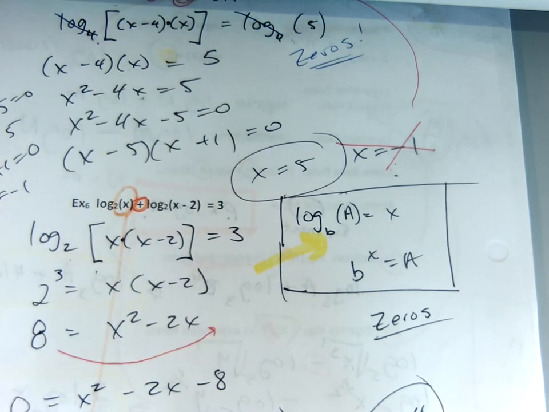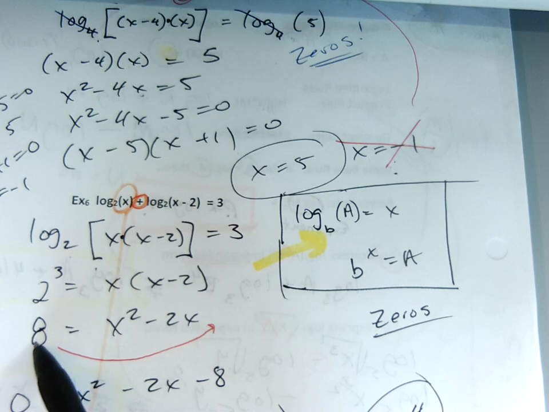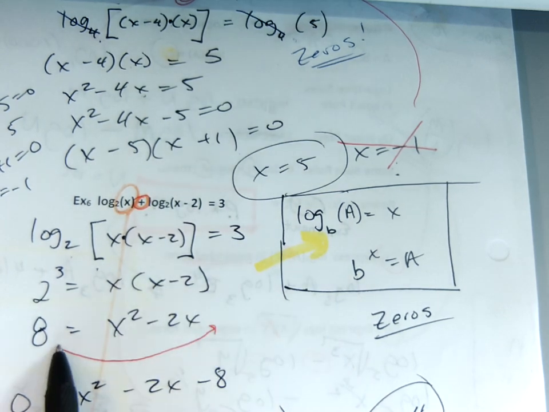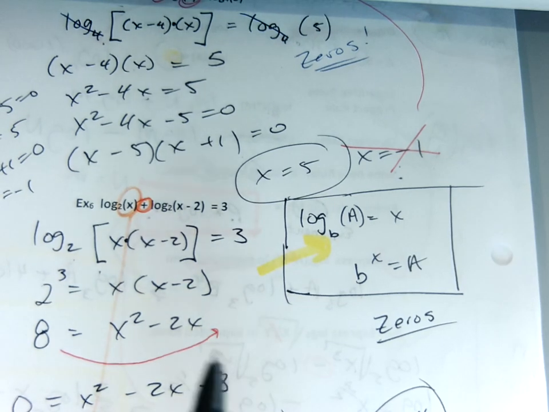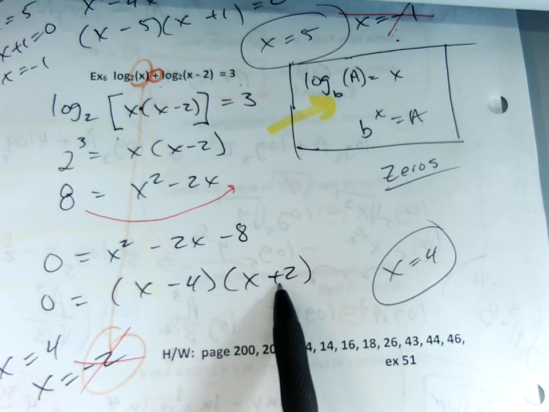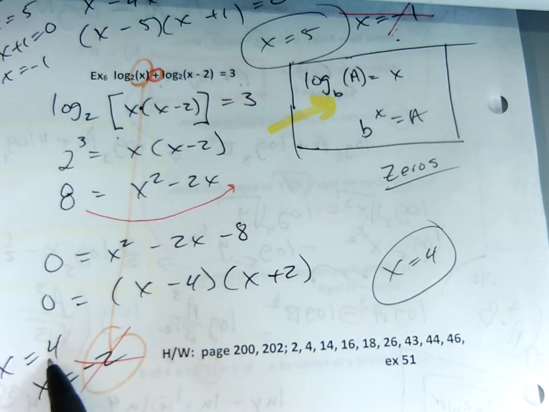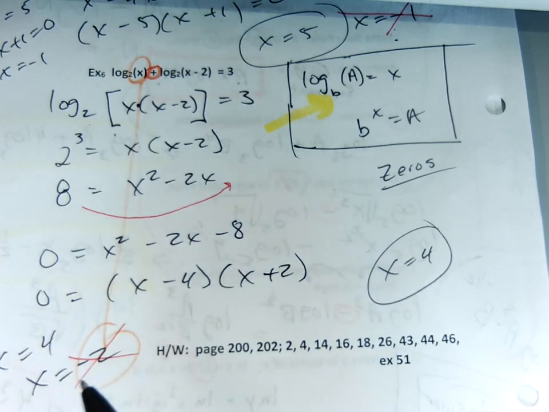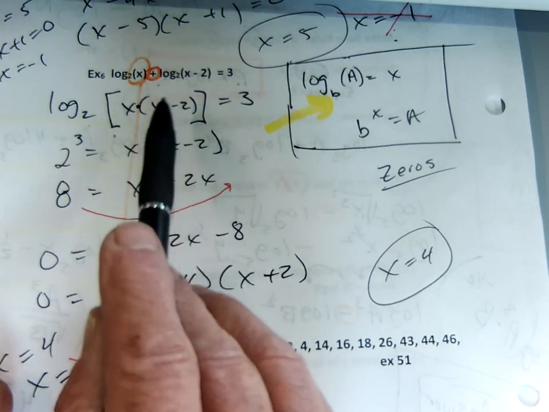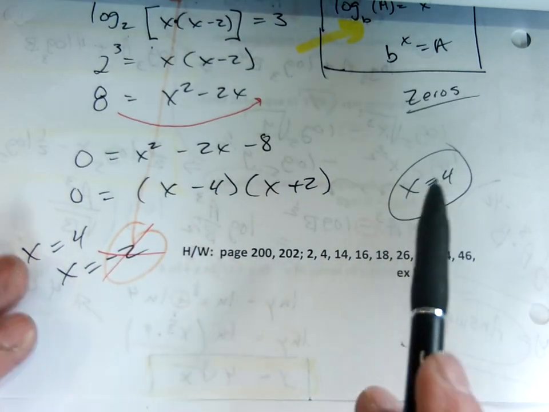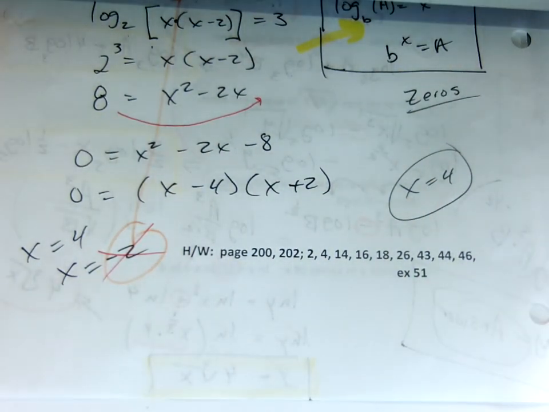So then, what is 2 to the third power? Well, 2 times 2 times 2 is 8. x squared minus 2x equals 8. I subtracted the 8. I factored x minus 4, x plus 2. I did my mini equations. I got x equals 4 and x equals negative 2. But I can't have the negative 2 because logs can't be negative. And so we just wind up with x equals 4. And that's all I have. So if you have any questions, come see me, and there is the homework.